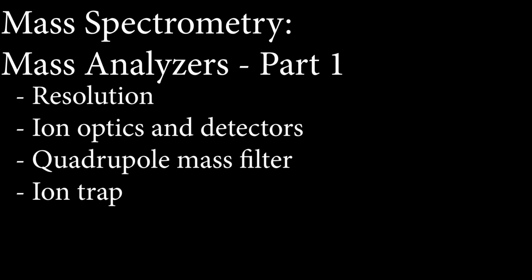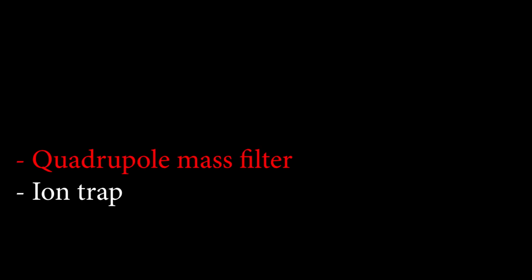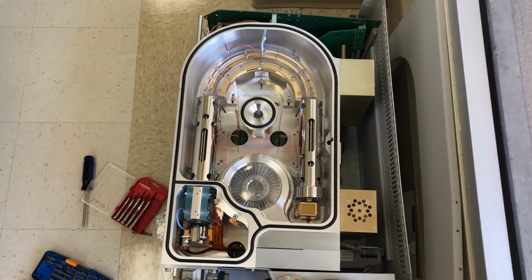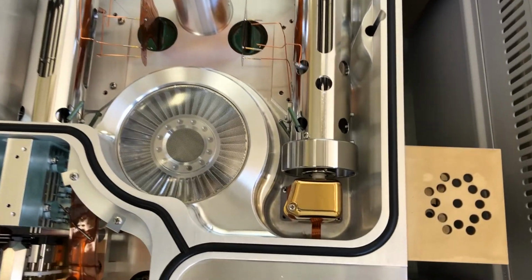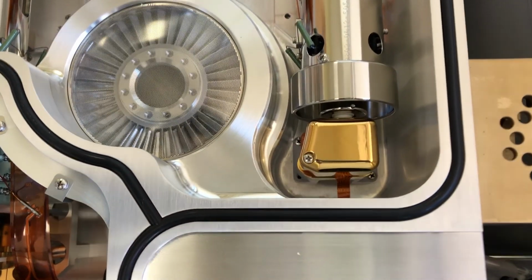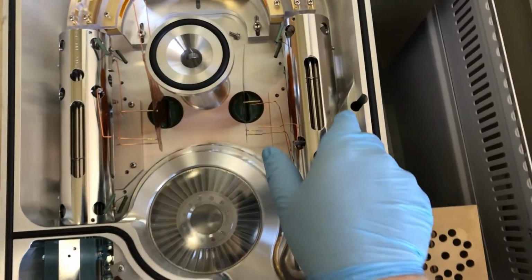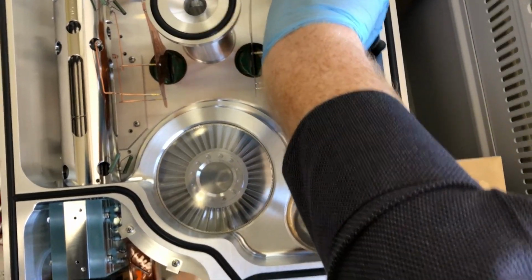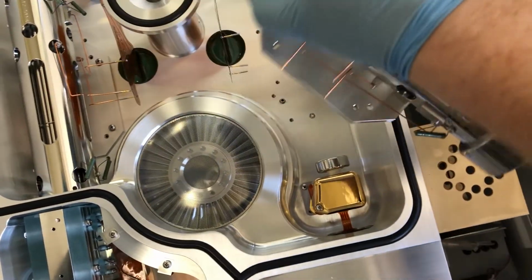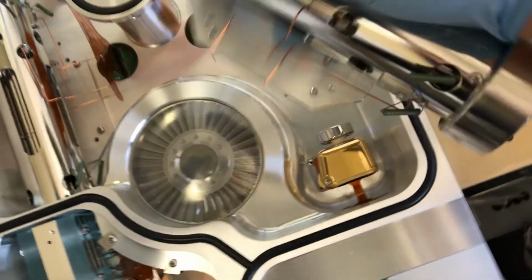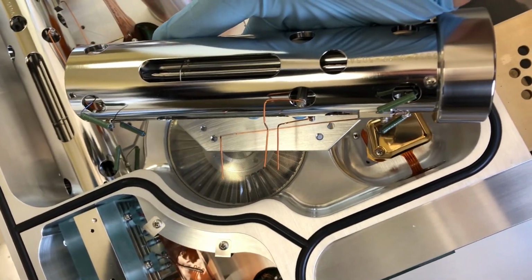So now that we've gone through resolution, gone through ion optics, and looked at the electron multiplier as a detector, let's get into our first actual mass analyzer, the quadrupole mass filter. This instrument's really great for educational purposes. It turns out it has 3 quadrupoles in it. Here we have the last quadrupole, and this quadrupole determines what ultimately hits the detector. Let's go ahead and pull out this quadrupole mass filter, and we'll take a look at it in more detail.